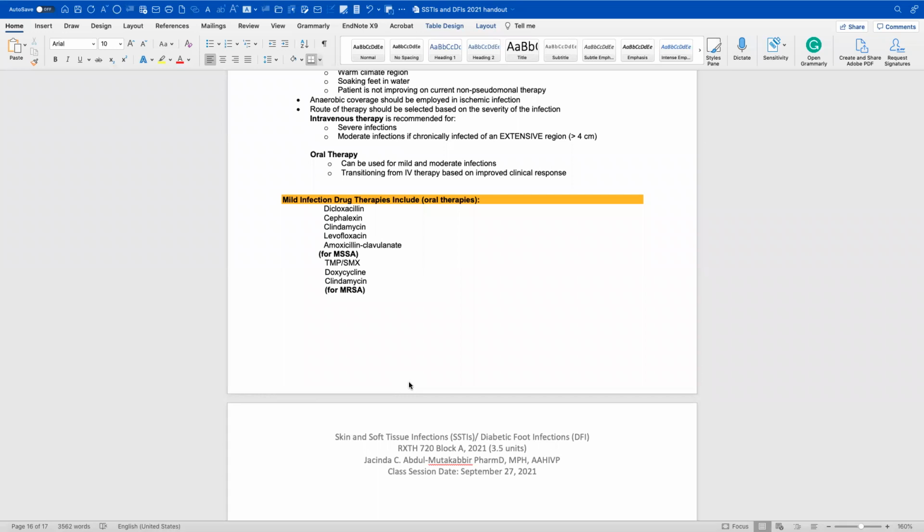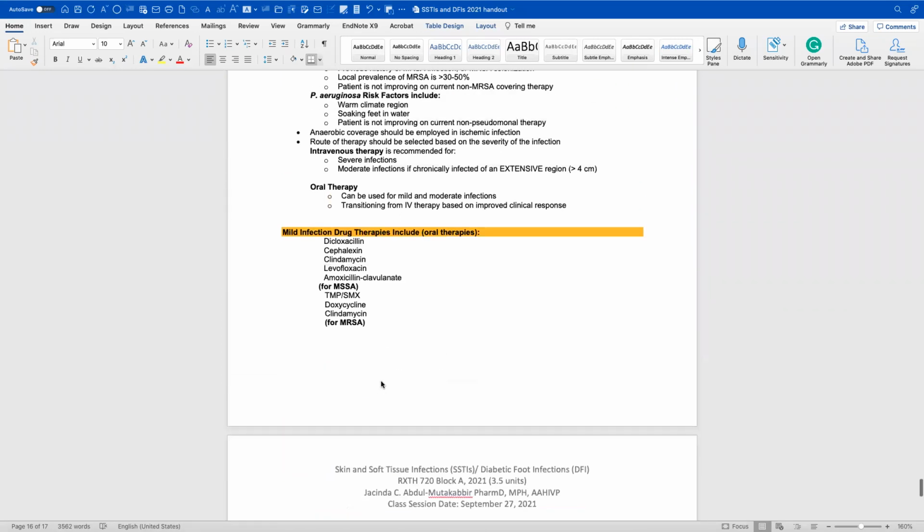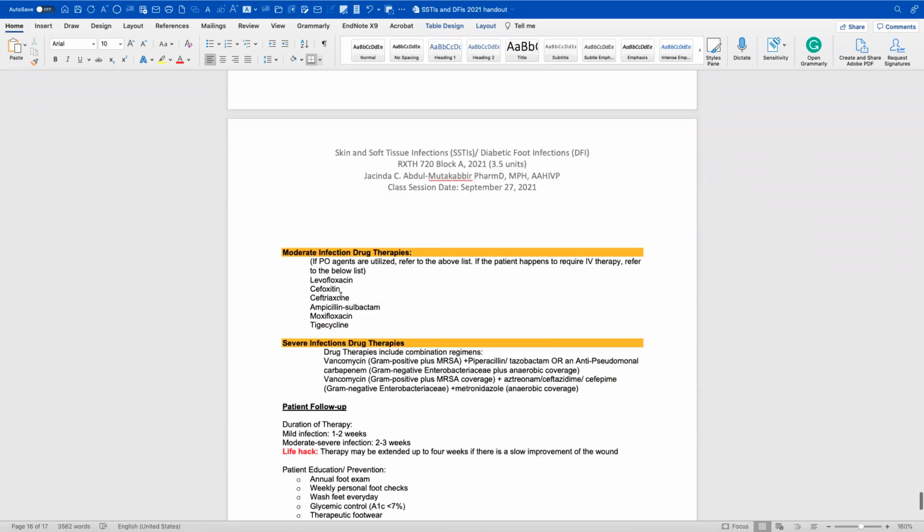If we want to scale up and cover for MRSA, MSSA, and strep, then we can do Bactrim, we can do clindamycin. We know doxycycline does not cover for strep. However, if we're mainly worried about MSSA and the MRSA, then we can go ahead and defer there to the doxycycline. For moderate infections, if a PO agent is utilized, you want to refer to that list above.